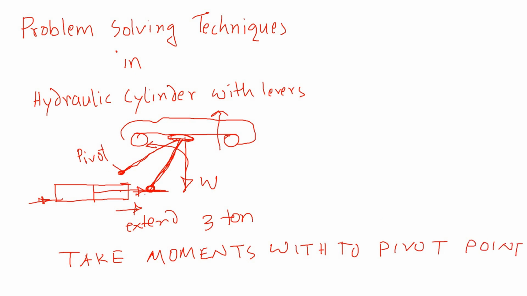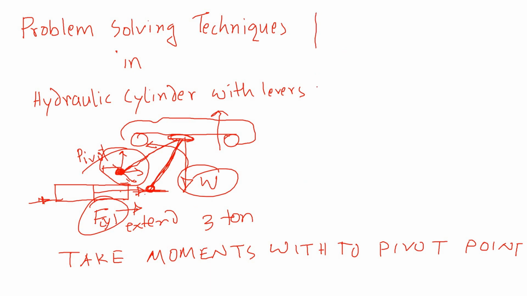There is another reason to take moments with respect to the pivot point: the force acting on this pivot point is constantly changing direction. We don't know whether it acts this way or this way or this way. If we don't take moments with respect to that point, we won't be able to cancel that force. And we're not really interested in what force acts there. All we are interested in is how much force this cylinder needs to develop, and how much load we can lift. That's all we are concerned about in this problem.